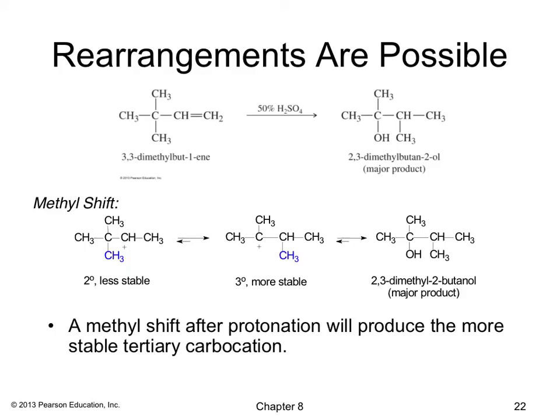There are rearrangements that can happen. So in the presence of your alkene, in this case sulfuric acid and water, you can generate the OH adding over here as the product. So how does that happen? That happens through what is called a methyl shift.